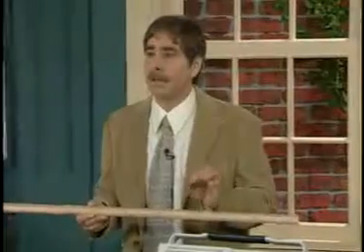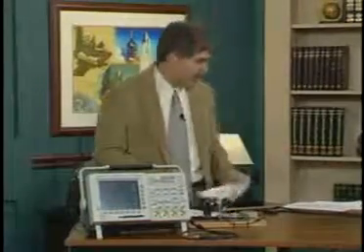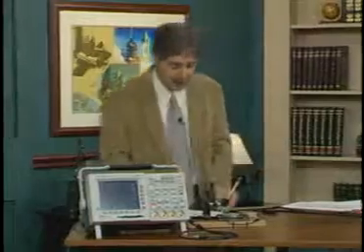And the pits on a CD, not a DVD, they're smaller yet on a DVD, but on a CD, they're about a half a millionth of a meter in size. A human hair, by the way, is 100 millionths of a meter in diameter. So we're talking about things that are about 100th of the diameter of a human hair.